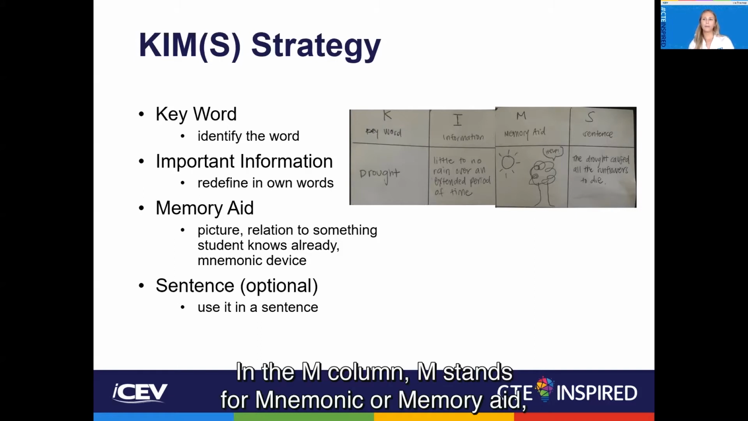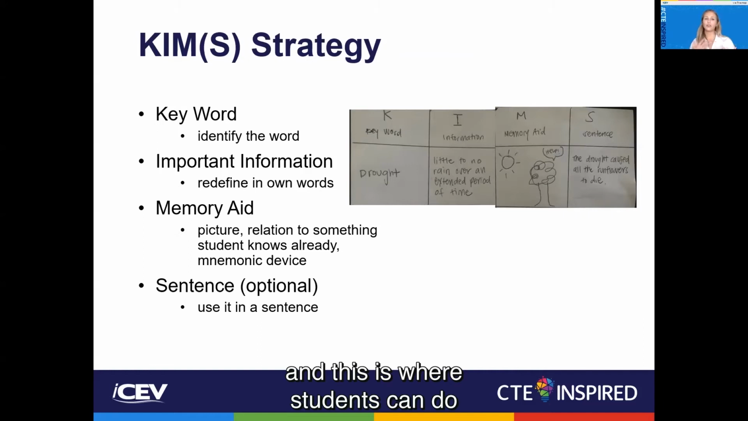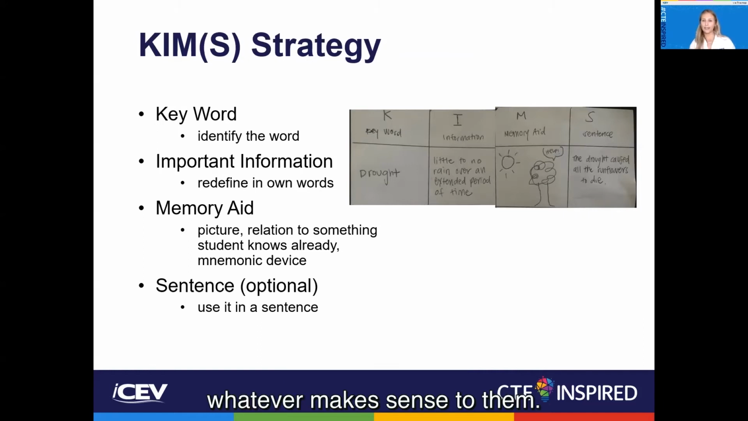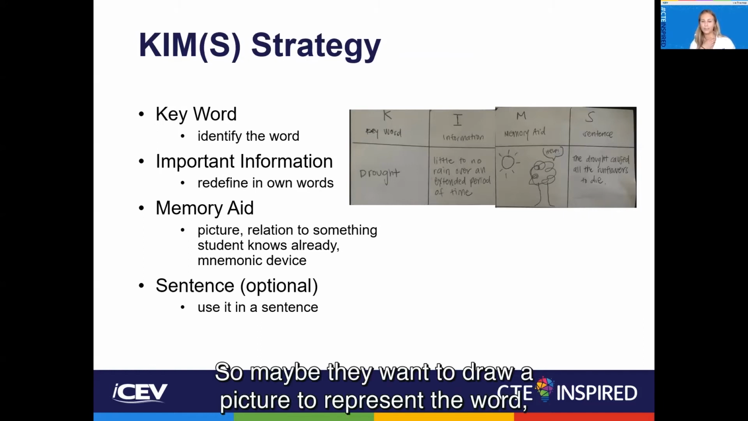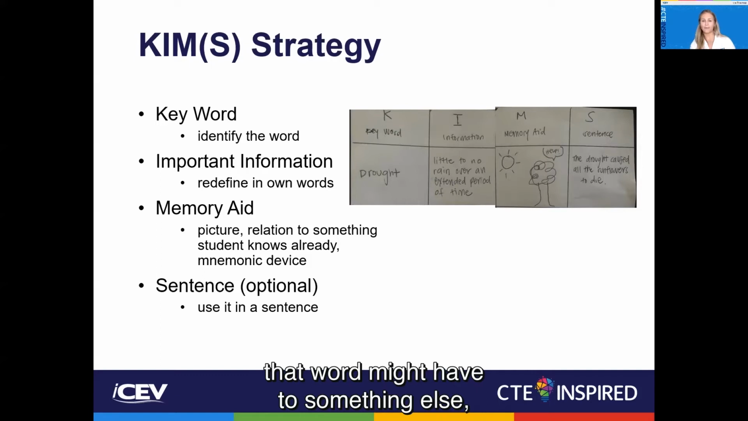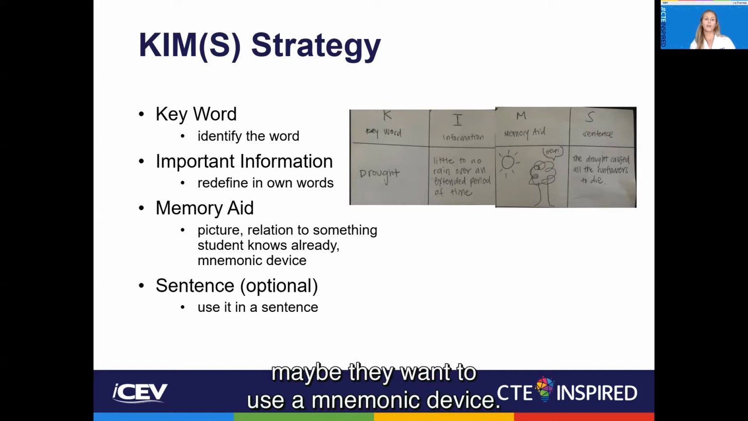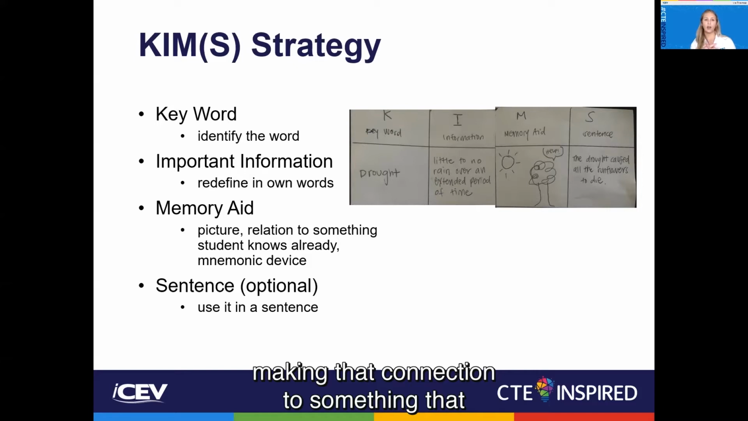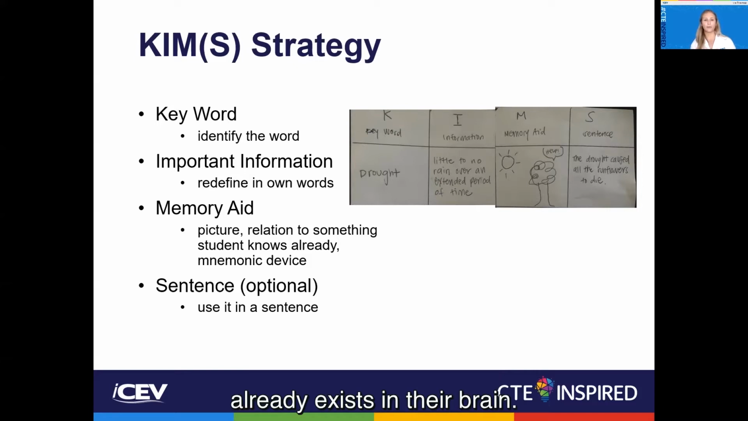In the M column, M stands for mnemonic or memory aid, and this is where students can do whatever makes sense to them. So maybe they want to draw a picture to represent the word. Maybe they want to describe a relationship that word might have to something else. Maybe they want to use a mnemonic device. It's totally up to the student. And this is the essential part, is that they're making that connection to something that already exists in their brain.